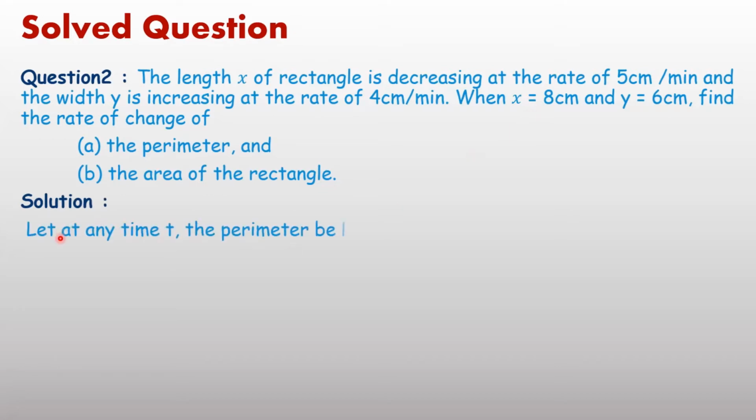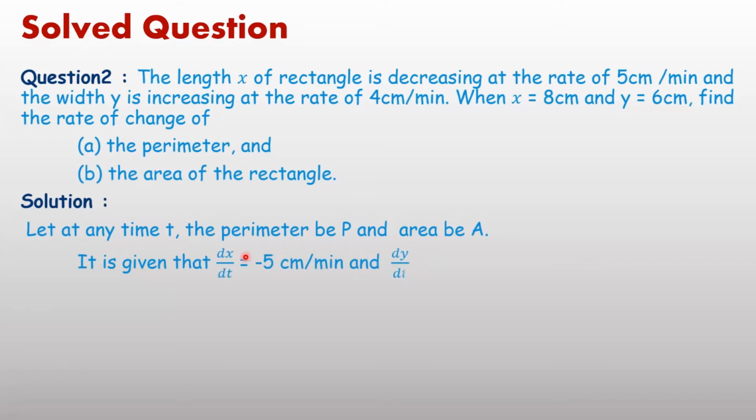Step first, assumption part: let at any time t the perimeter be p and area a. Given part, dx by dt equal to minus 5 centimeter per minute. The length x of the rectangle is decreasing at a rate of 5 centimeter per minute, meaning centimeter is the change in x and minute is the change in time. So dx by dt is given as minus 5. If the word used is decreasing, we will use the minus sign here, and 5 centimeter per minute.